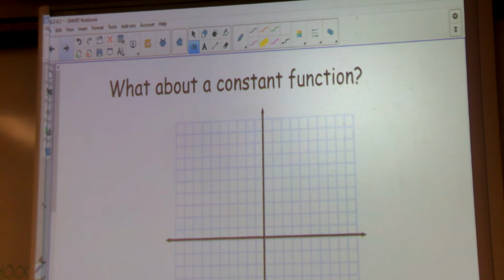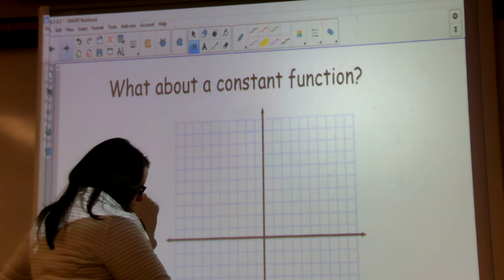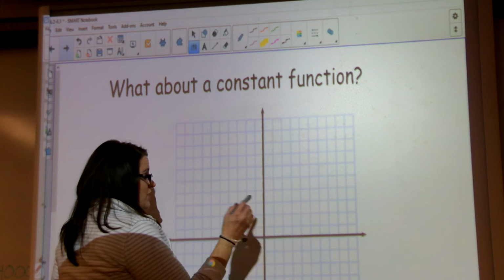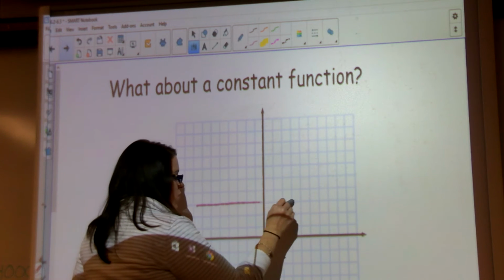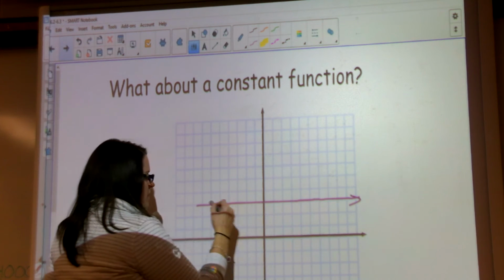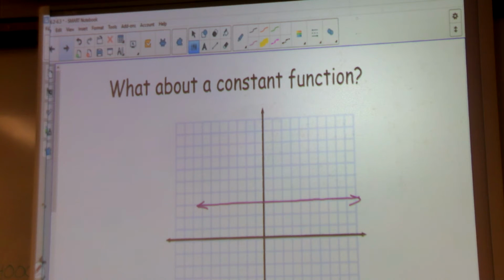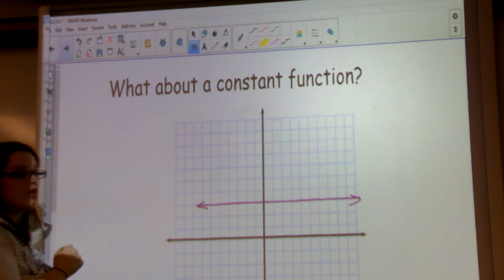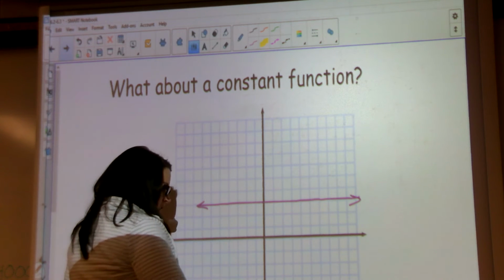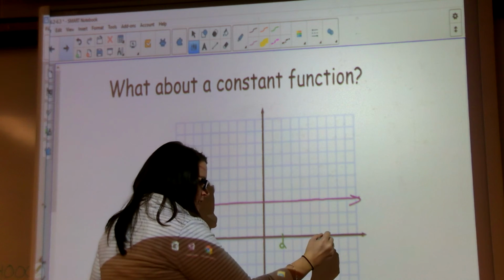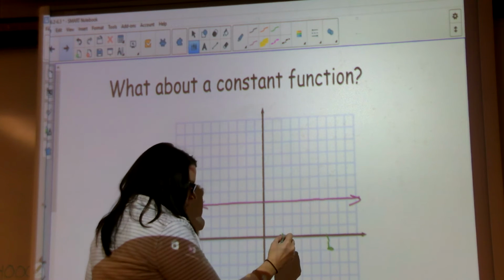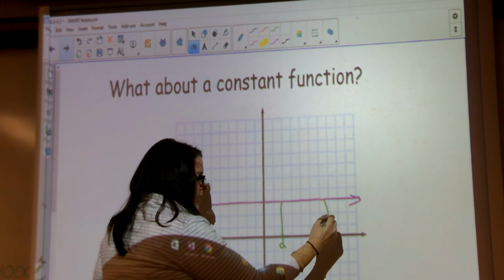Okay, what do the graphs of constant functions look like? Horizontal lines. So constants are horizontal lines. We're going from the interval A to B. It will always be a rectangle or square.